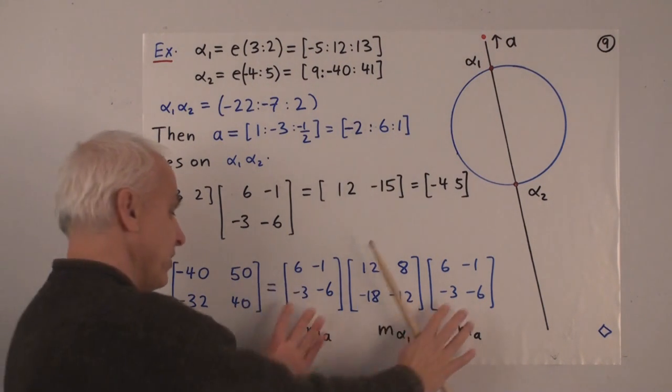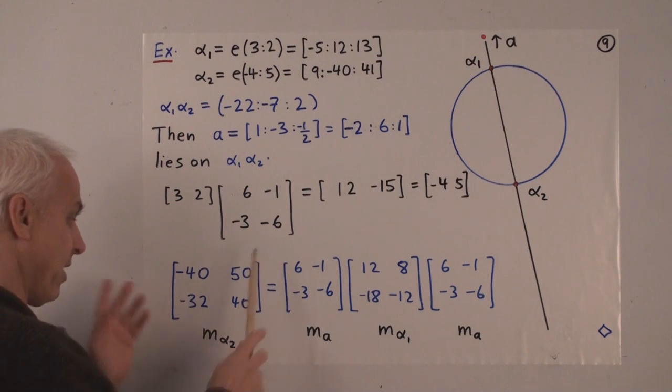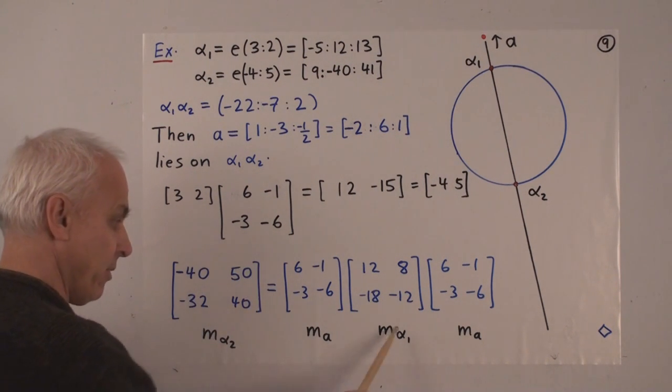In fact, it works the other way around. It's also the case that if we take this one and multiply it on both sides by MA, we would get this one.